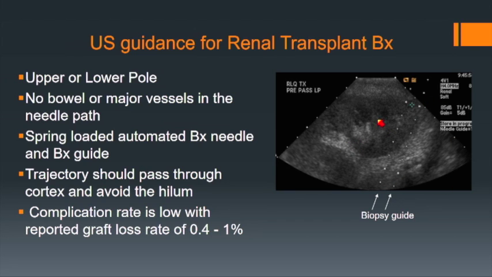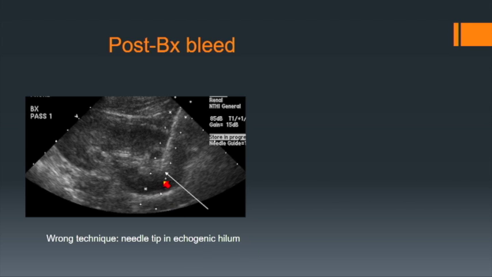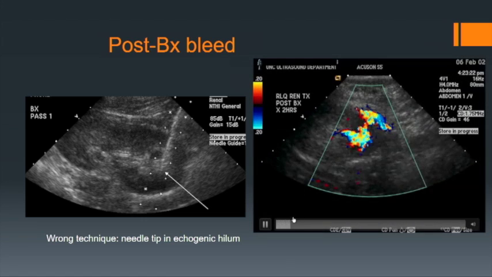So we tell them, avoid the white stuff in the middle of the kidney. You have to explain that to the nephrologist. The complication rate is low with reported graft loss rate of 0.4 to 1%. This is how not to do a renal biopsy. You can see that the nephrologist's needle has gone right into the white area, which is what we tell them not to do. And this is what you don't want to see.